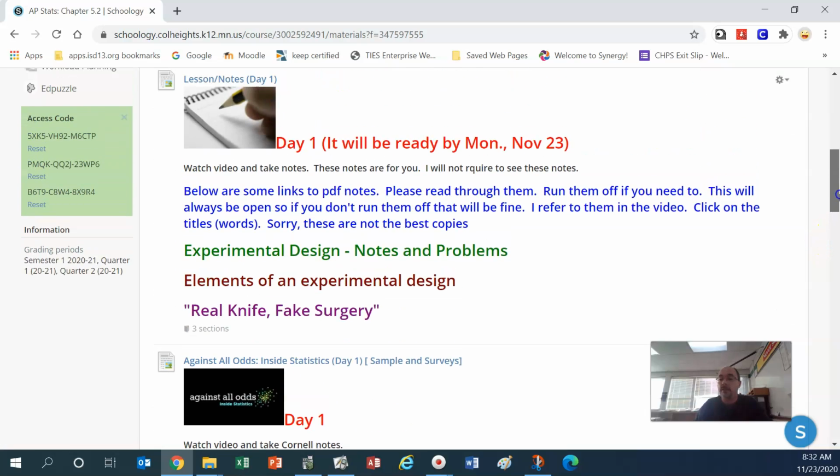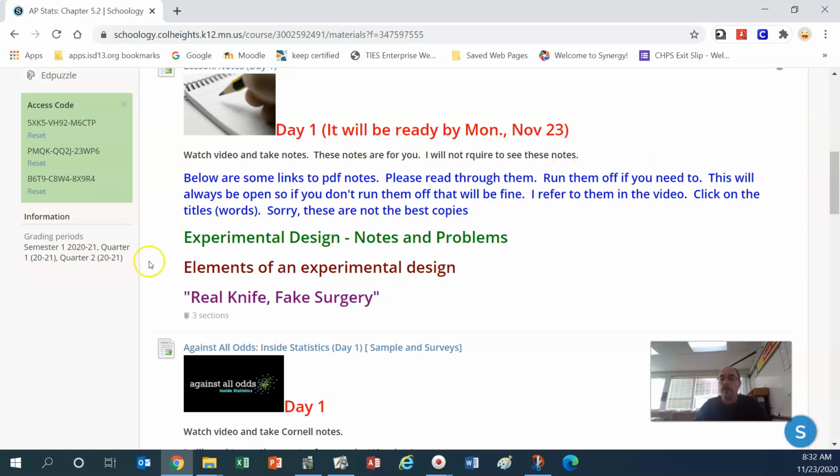Also, there are some handouts that I'm going to talk about here. Okay, experimental design notes and problems, elements of experimental design, and then there's an article I would like you to read, Real Knife, Fake Surgery. Now, I will admit these are not the best looking copies. At some point I need to retype them, but if you want to print them off, you can. It is not necessary, but I'm referring to them right now in the video. All right, so please look at those, and I'm going to show those to you briefly.